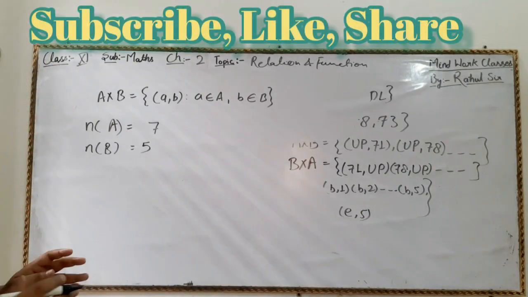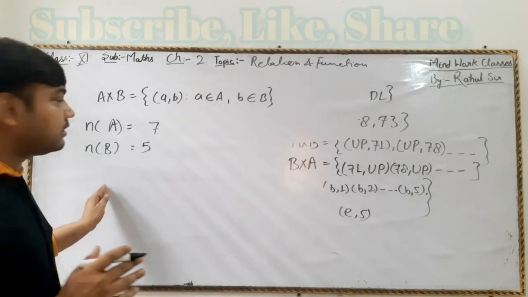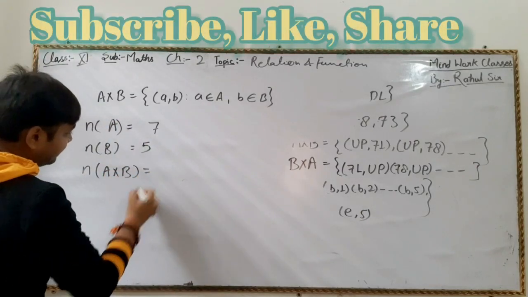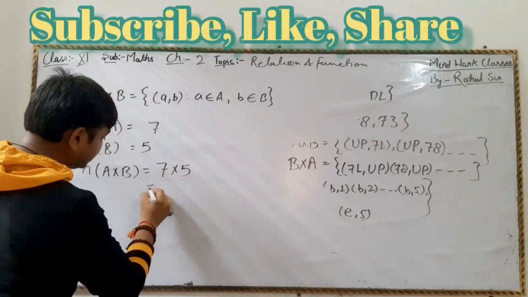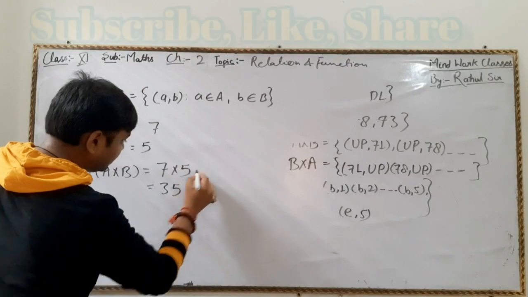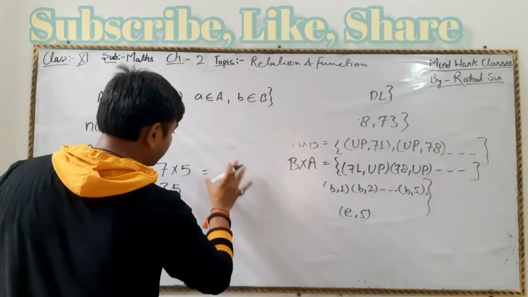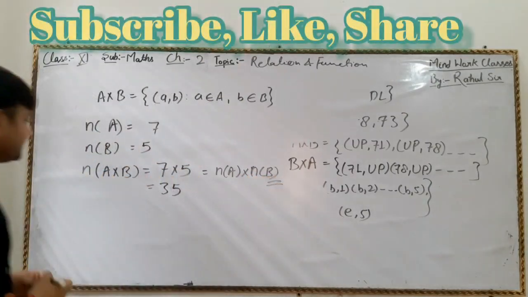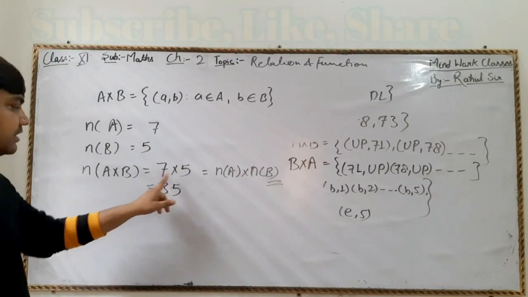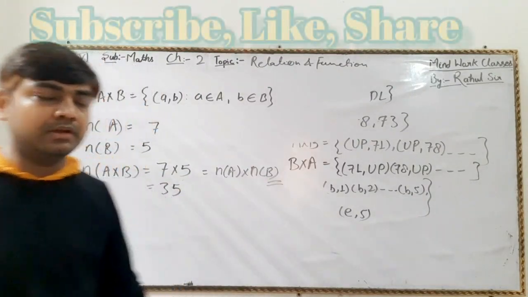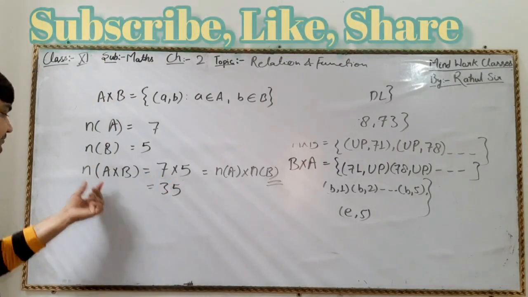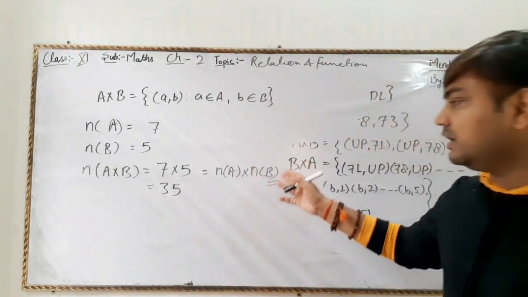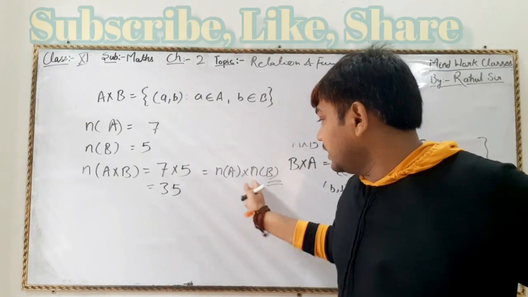Then the total number of elements in the Cartesian product of A and B, that means n(A × B), will be equal to 7 into 5, that is 35, which represents n(A) into n(B). So n(A × B) is equal to 7 into 5, that is n(A) into n(B). So this is called the number of elements in the Cartesian product. So here you can write like this.